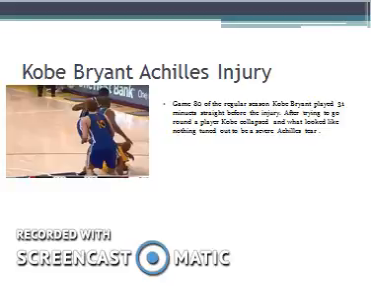So this is Kobe Bryant. He was playing a game. He was in the 80th game of a regular season. Kobe Bryant played 34 minutes straight before the injury. After trying to go round the player, Kobe Bryant tripped or got bumped, or either way he fell, and he actually tore his Achilles on the fall. And that was the injury. That is the injury that we'll be using throughout this.